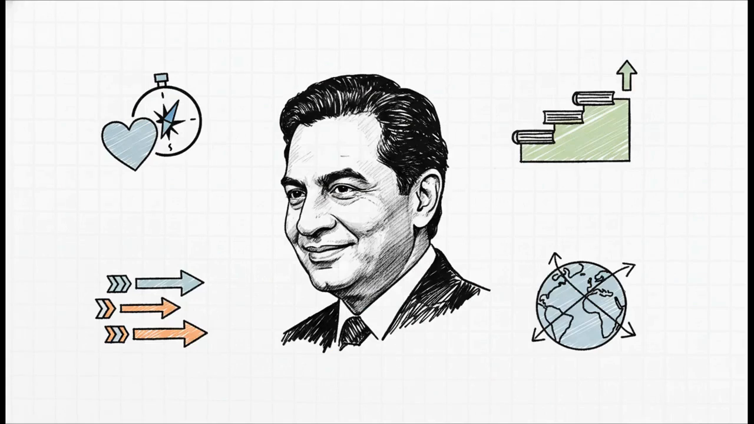Then you have someone like Ratan Tata. His entire leadership style is built on a foundation of strong values and ethics. He champions things like continuous learning and always getting better. He proves that leadership isn't just about the bottom line. It's about building something with purpose and integrity.